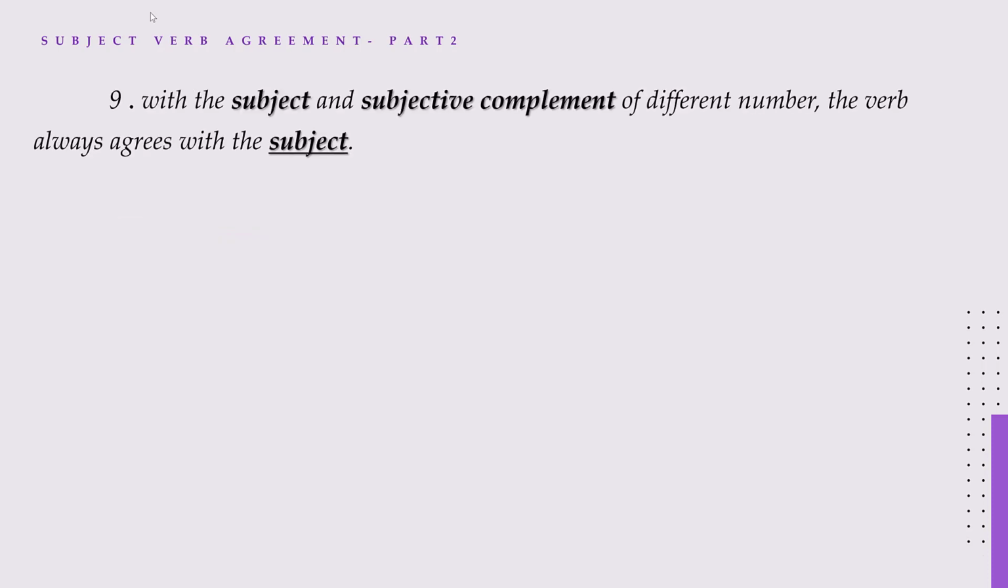With a subject and a subjective complement of different number, the verb always agrees with the subject, not with the subjective complement. The subject and its complement are not always both singular or both plural. Even if one is singular and the other plural, the verb agrees with the subject.